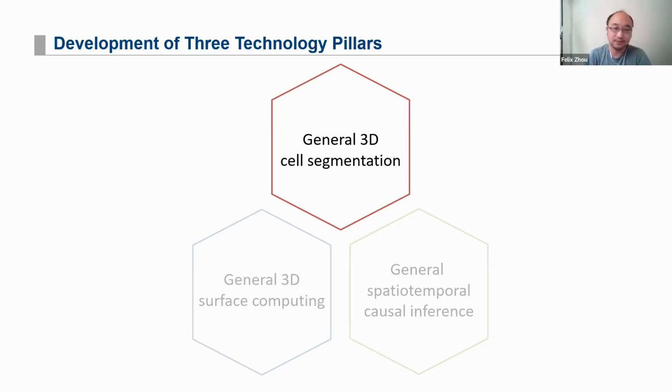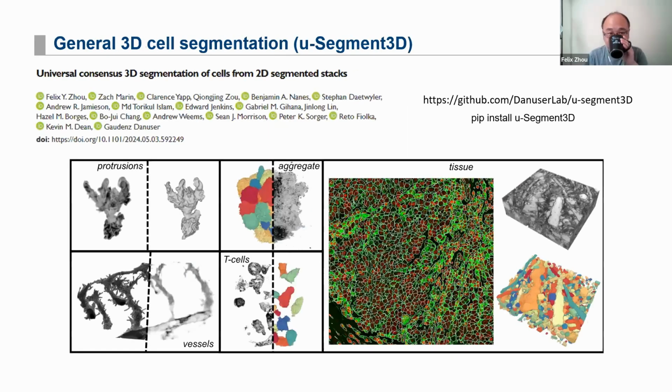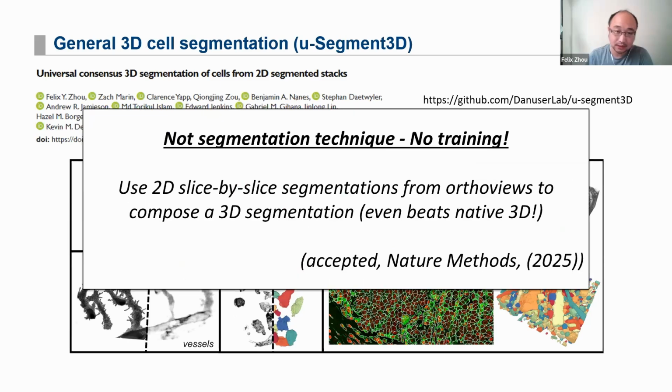Okay, so let's talk briefly about the general 3D segmentation tool that I developed. The method is actually published on bioRxiv, and it's available already on pip and so on. The framework is called uSegment3D. It allows you to segment basically arbitrarily any cell. But strictly speaking, it's actually not a segmentation technique. We cheat a little bit.